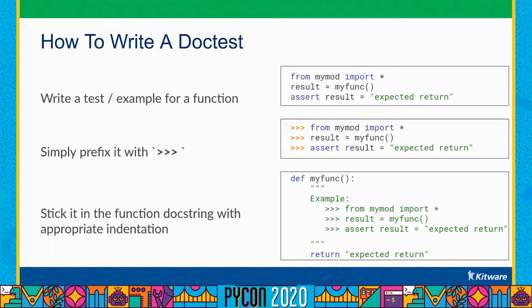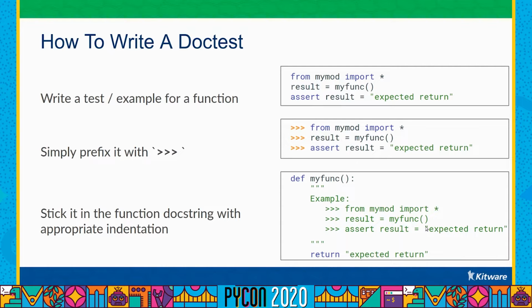So now that we know what a doc test is and how you might develop with doc tests, let's talk about specifically how to write a doc test and, most importantly, how to run them. First, to write a doc test, you simply have a function and you write a test for the function. Then you prefix your test with 3 chevrons and a space, and then you simply insert this block of text into the function docstring. And with some minor exceptions, that's essentially all you need to do to write a doc test. Now, to actually run a doc test, it's a little trickier.